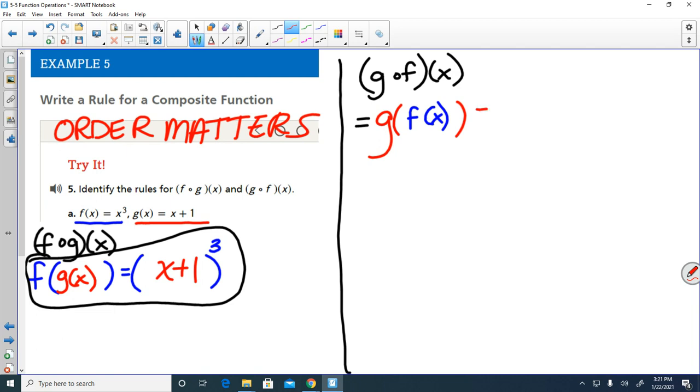So that means I'm going to copy down the g function, x plus 1, but instead of x, I'm going to put a set of parentheses, plus 1. So it's not x plus 1, it's parentheses plus 1. What goes inside the parentheses? F does, x cubed. So g of f of x is x cubed plus 1.